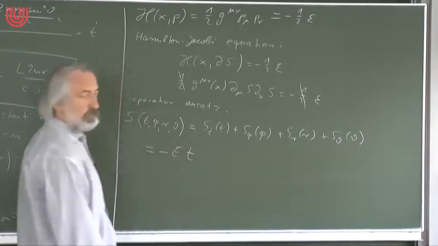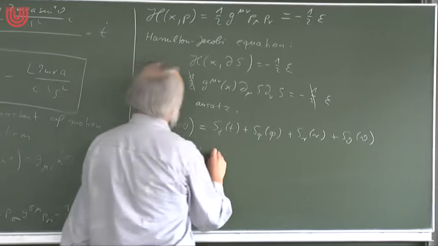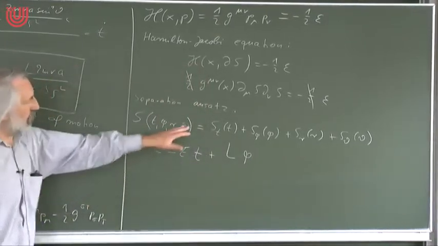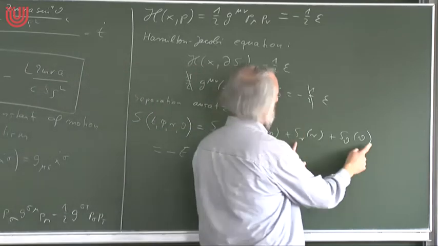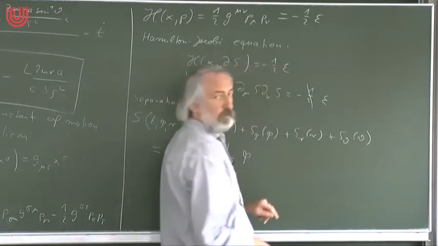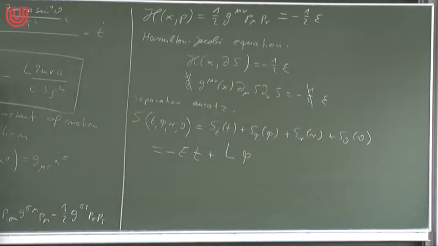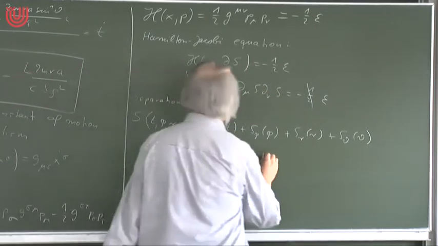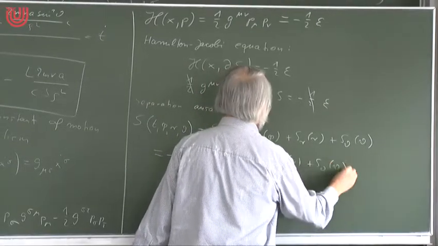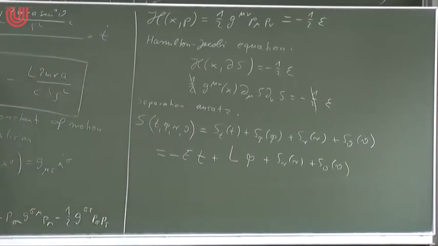So in our case, this is minus E t, and for this correspondingly, phi L. So this always works for these two terms. What is not clear at the moment is whether the rest can really be written as a sum of a function of r only and of theta only. But let's try if it works. Let's try if it works. So that's the ansatz which we have to plug into the Hamilton-Jacobi equation.